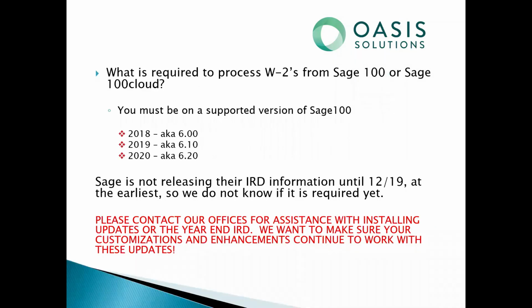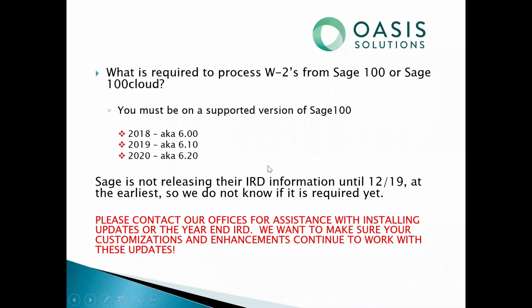So what is required to process the W-2s for Sage 100 or Sage 100 Cloud? As you know, the product is now called Sage 100 Cloud. Throughout this presentation, I will probably say Sage 100. Those terms are interchangeable. So in order to process W-2s, you do need to be on a supported version of Sage 100. And those are either the 2018, 2019, or 2020 versions. And that would be Payroll 2.0. Now, if you're still running an older version and have questions about how to use Atrix this year, we can still go through that and answer all of those questions.